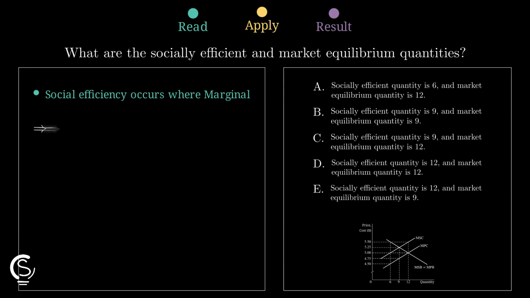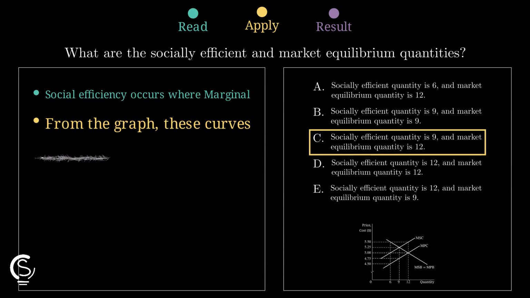Now find market equilibrium by using the market curves, where marginal private benefit equals marginal private cost, and the graph shows that quantity is 12.